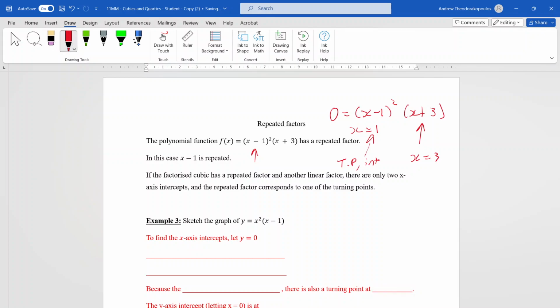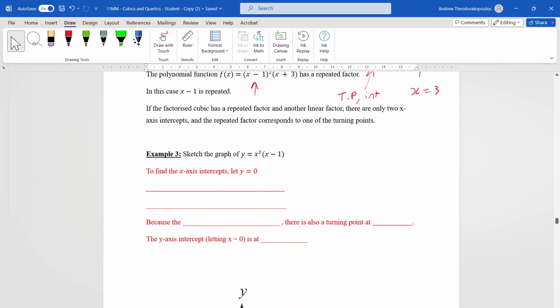You don't need to copy this down, but that's just a bit of a side note. If the factorized cubic has a repeated factor and another linear factor, there are only two x-axis intercepts, and the repeated factor corresponds to one of the turning points. So let's have a look at this one here.